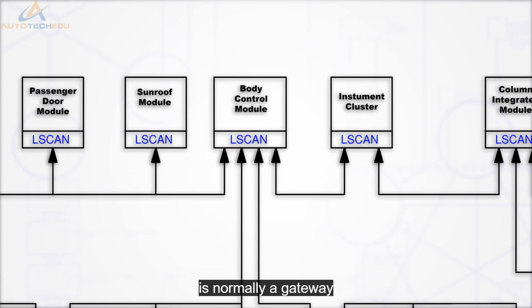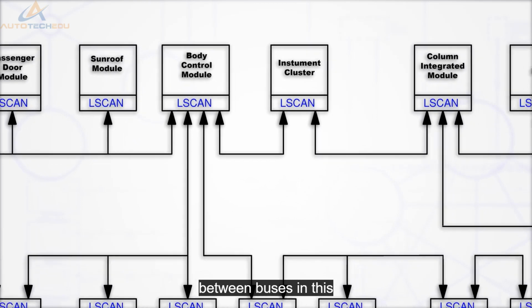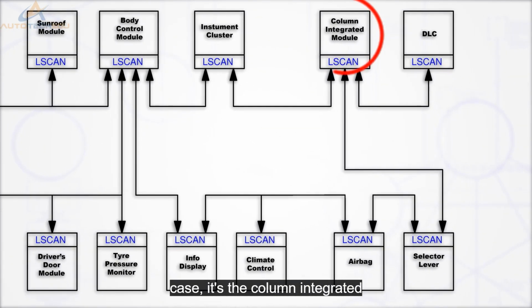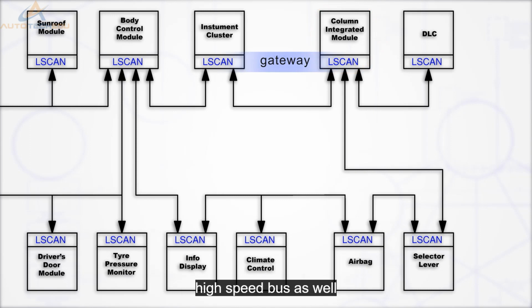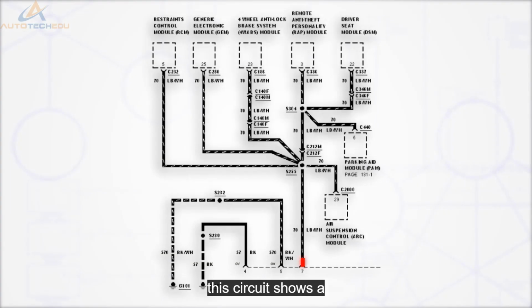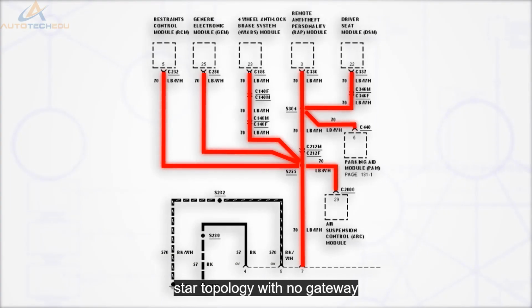One module is normally a gateway. This allows transmission of data between buses. In this case, it's the column integrated module. It's connected to the high-speed bus as well as the low-speed bus to allow transfer of information from one to the other. This circuit shows a star topology with no gateway.